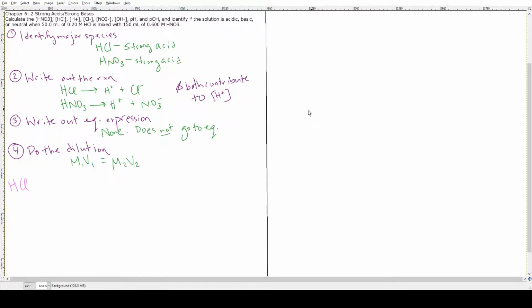HCl, we'll do that one first. Okay, so I don't know why pink seems like a dinosaur-y color. I just think it does. So its starting molarity is 0.20 from the top there, 0.20 molarity, and its initial volume is 50 milliliters.